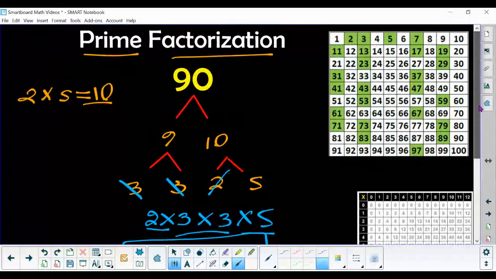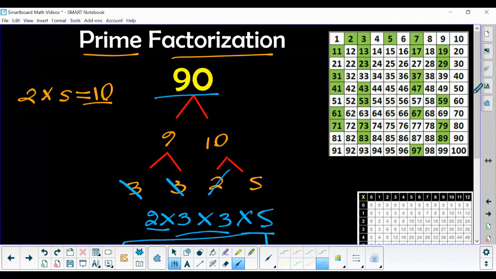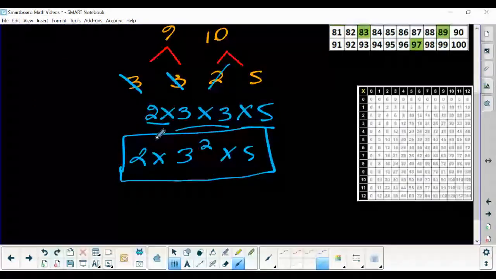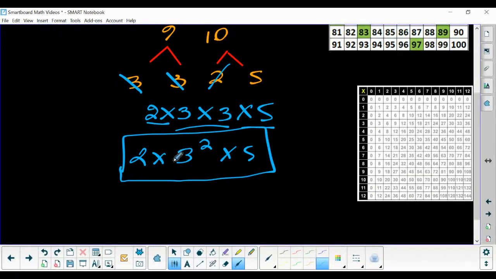So what is the prime factorization of 90? It would be 2 times 3 to the power of 2 times 5. That's my answer.